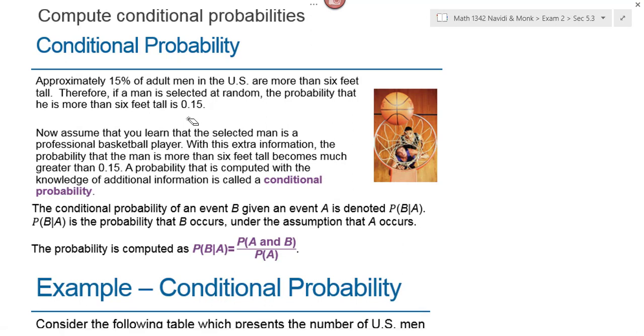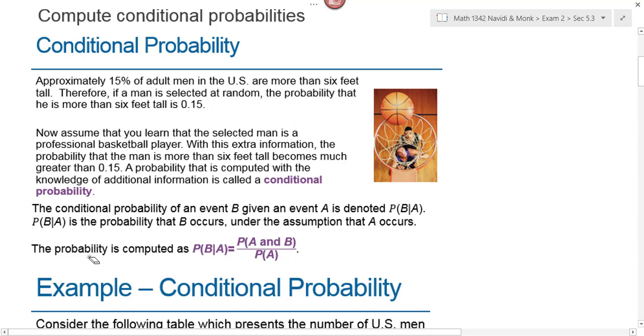Now, assume that we learned that the selected man is a professional basketball player. We're now not looking at the general population of men, we're looking at a specialized group of men. With this extra information, the probability that the man is more than 6 feet tall becomes much higher than 15% because most of the basketball players in the NBA are over 6 feet tall. So the probability of selecting a man that's more than 6 feet tall changes when we know that given condition. This is called a conditional probability, when you know some given condition.